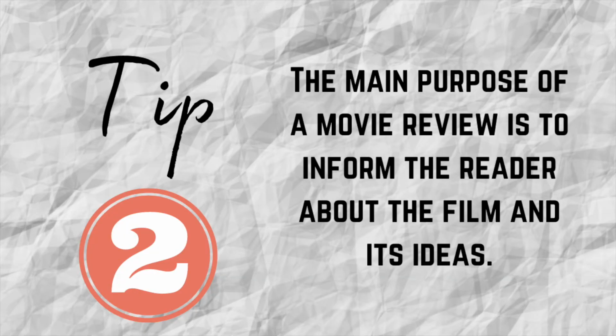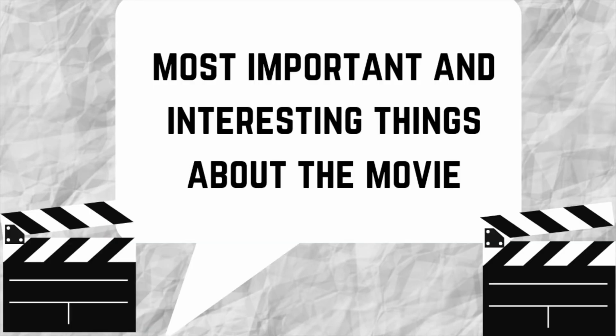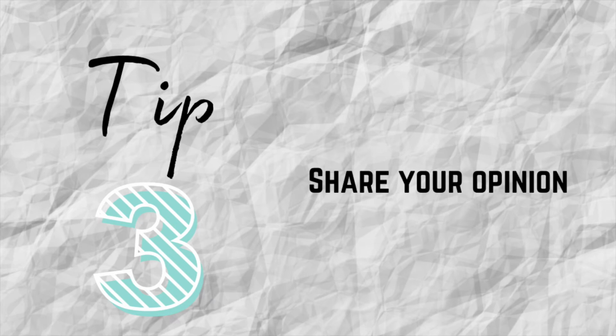Tip 2. The main purpose of a movie review is to inform the reader about the film and its ideas. That means telling them about the most important and interesting things about the movie. In other words, you must also entertain your reader, so don't just reel off everything you can think of about the film. Tip 3. Share your opinion, as long as you can justify this with valid reasons.